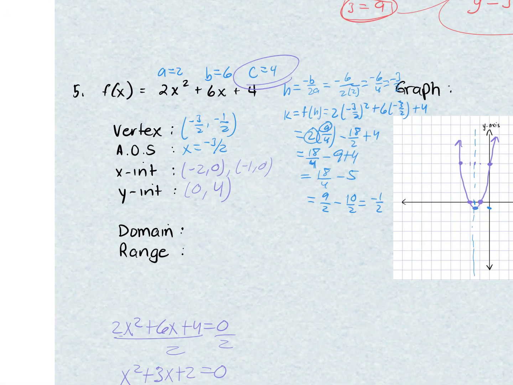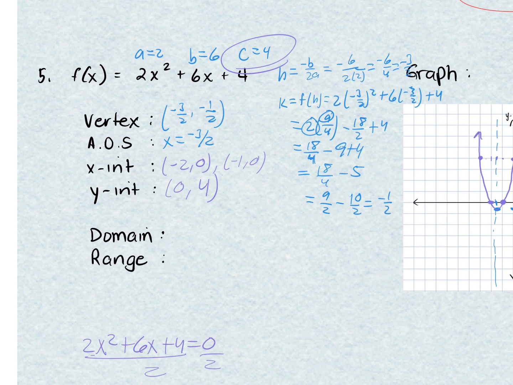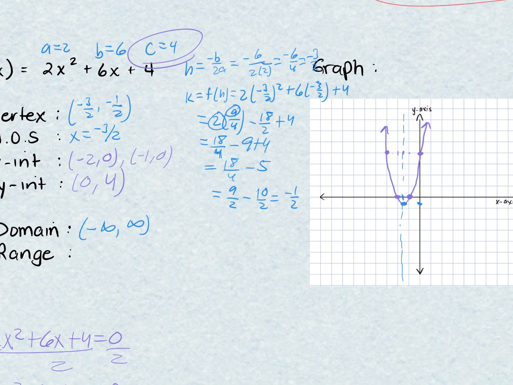And with domain and range, right, so I think that's the one thing I didn't go over in the lesson, right? Your domain for any polynomial function and any quadratic function is going to be -∞ to infinity, right? So those should be easy points. For your range, let's look at the graph and let's see what the range really means, right?